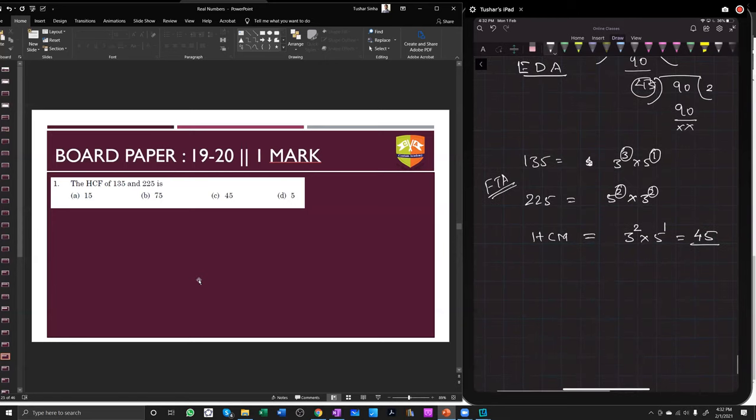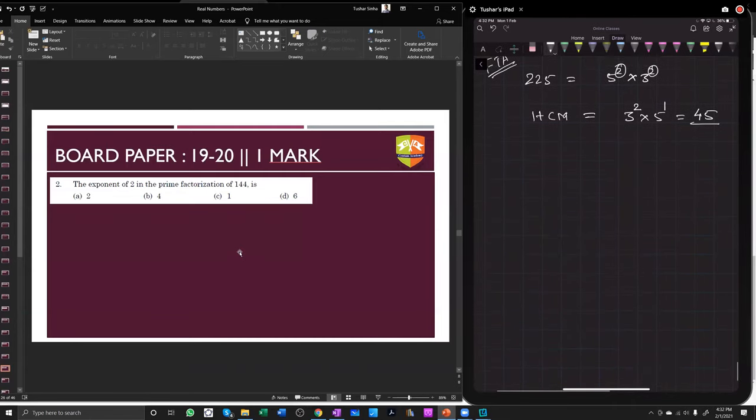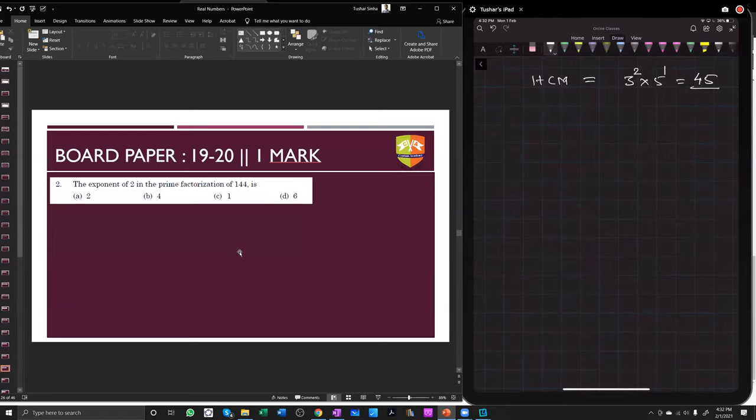Okay, very good. Next. The exponent of 2 in the prime factorization of 144. Again, a chiller question.